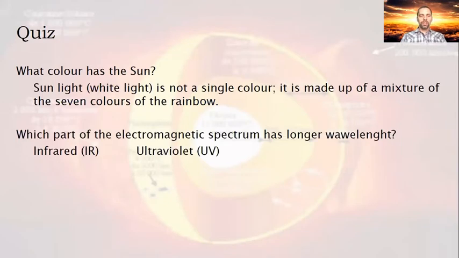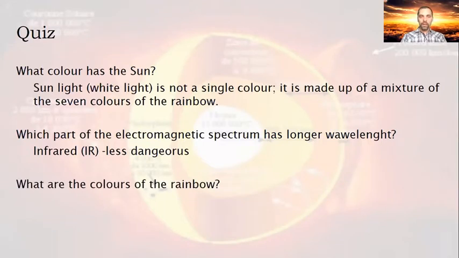The second question is, which part of the electromagnetic spectrum has the longer wavelength? Infrared or ultraviolet? I could ask also, which is the less dangerous? Actually, this is the infrared with longer wavelength. That's why it is less dangerous.